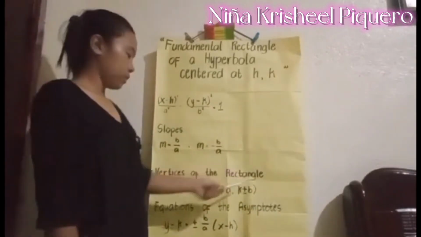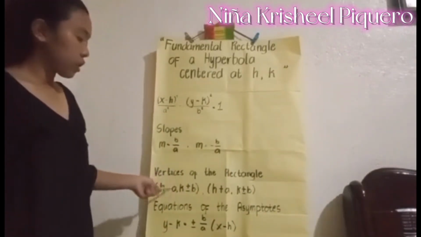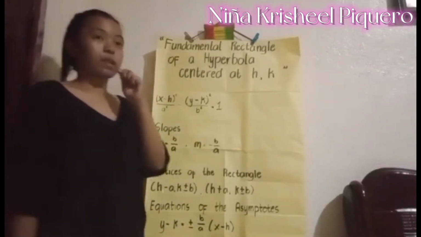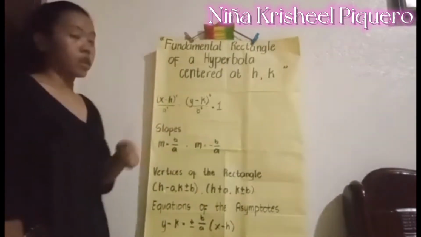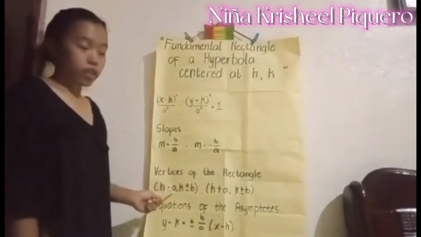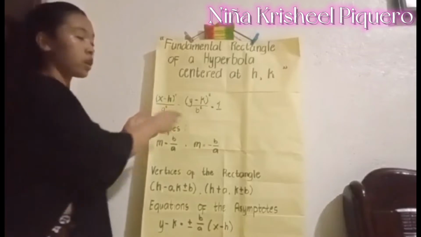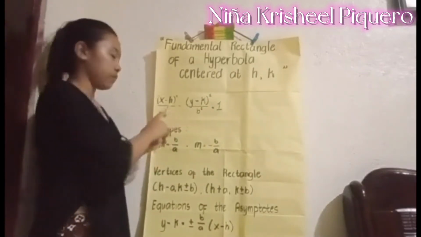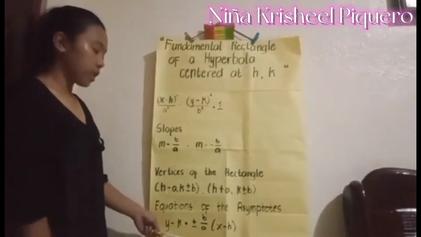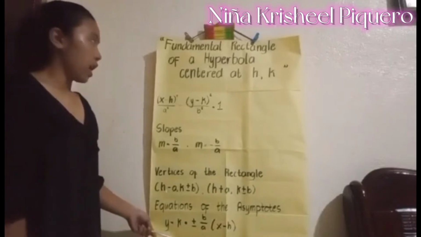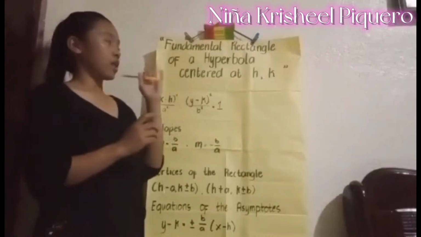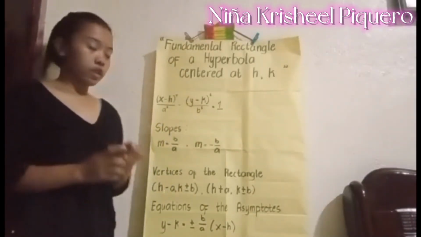For the vertices of the rectangle, we will just follow these two coordinates to identify the vertices of our rectangle. And take note, these two coordinates are only applicable if, in our equation, x comes first. So, the equations of the asymptotes. As you can see, they are different from when the center of the hyperbola is at the origin. Right? They are different.